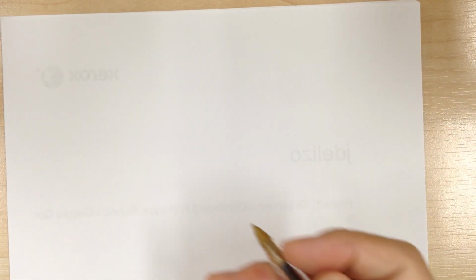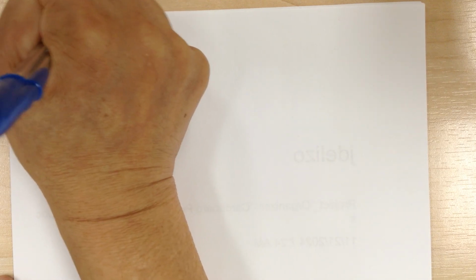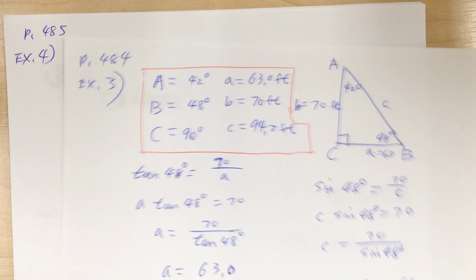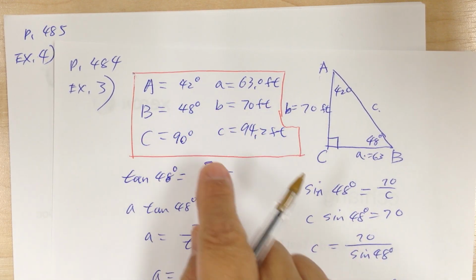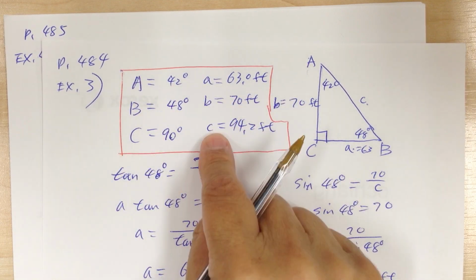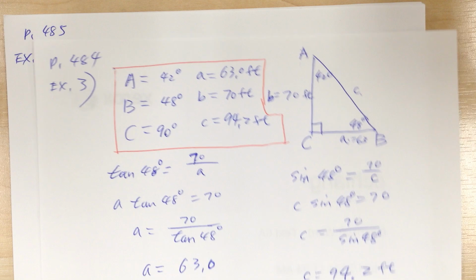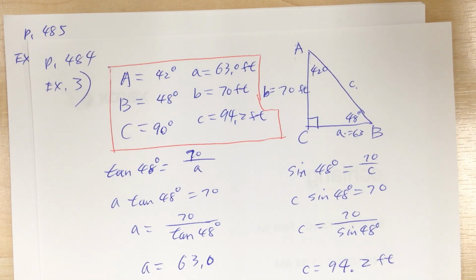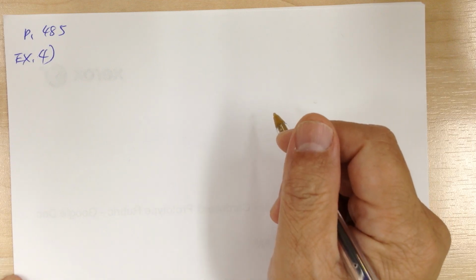Okay, let's go to example 4. Again, this is very important. Make sure you get into the habit of doing this. Whenever you see the words solve the triangle, you go A, B, C, A, B, C. That will help you to keep things organized and not be confusing. Example 4, theater design.